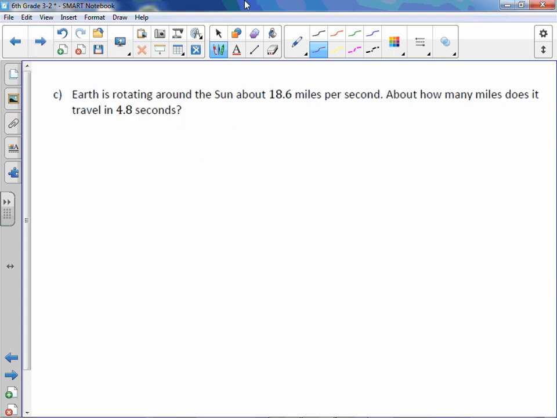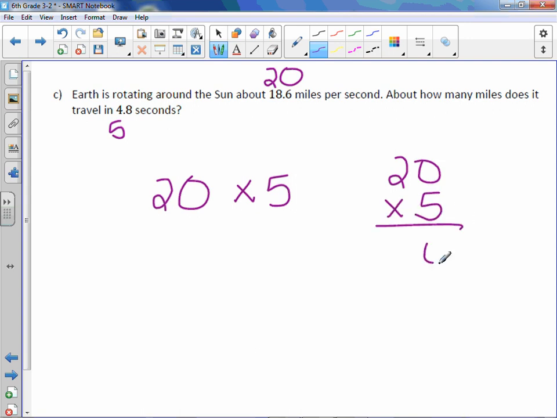Letter C. Earth is rotating around the sun about 18.6 miles per second. About how many miles does it travel in 4.8 seconds? I would estimate 18.6 to be 20. And I would estimate 4.8 to be 5. So if it's 20 miles for 1 second, and I want to know for 5 seconds, I would multiply 20 times 5. So about how many miles? About 100 miles.